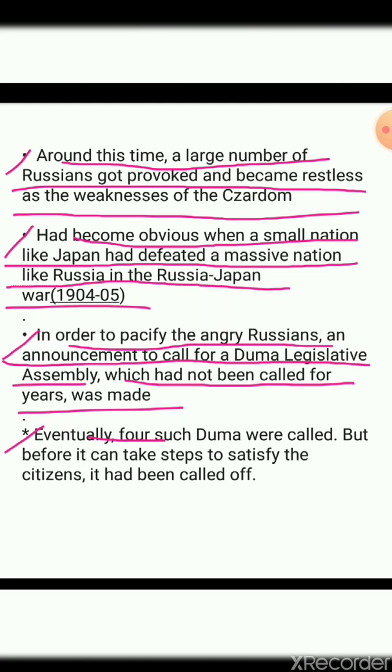Eventually, four such Duma were called. Four such Duma means four times the legislative assembly was called. But before it could take steps to satisfy the citizens, it had been called off. That means the assembly was called four times, and no decision was taken to satisfy the citizens. Before that, the assembly was called off, meaning it was shut down.